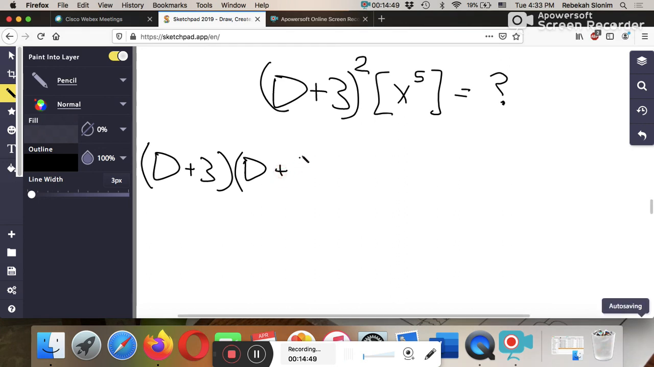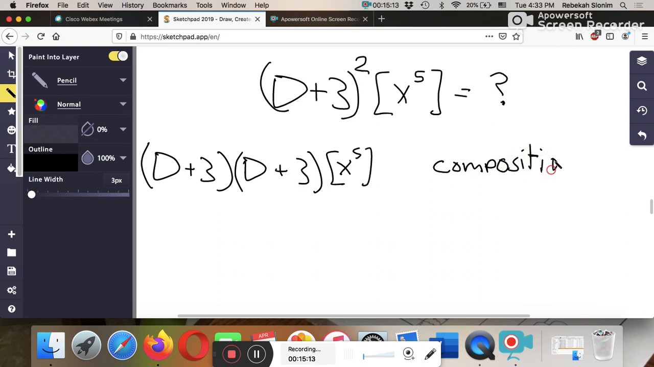So maybe if I rewrite it this way, you might think that first I do the operator D plus 3 to x to the fifth, and whatever function I get out of that, then I apply D plus 3 to it again. So it would be like a composition of operators.